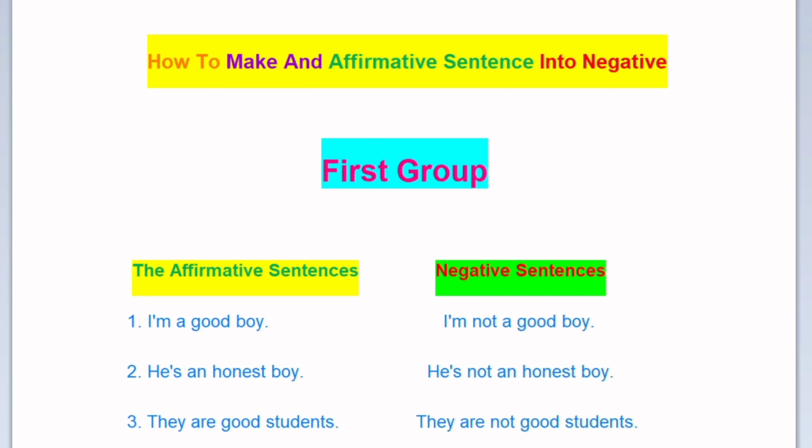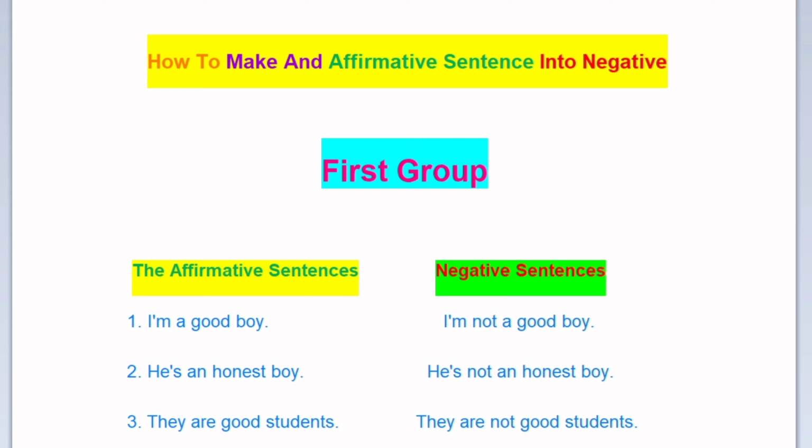In today's lesson, let me brief you as to how to make an affirmative sentence into a negative one. Affirmative sentences, first group: I am a good boy, which is, of course, affirmative. I am not a good boy. Negative sentence.